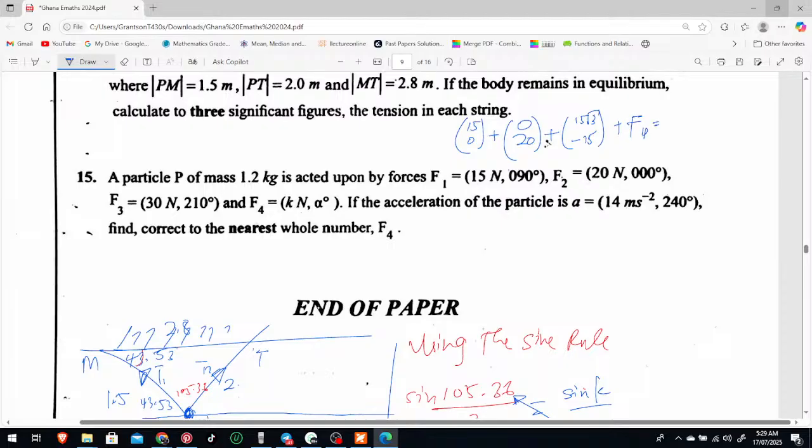F4. When you add all of them, that's the resultant force. Are we okay? Yes, sir. You know that resultant force, the second law of motion, F equals ma, is the product of mass and acceleration. So if you have your mass as 1.2, it's a scalar quantity. Then multiply the acceleration, 40 meters per second, 240. So 40 sine 240, 14 cos 240, or magnitude direction. That's it. Then we multiply, then we get this thing.